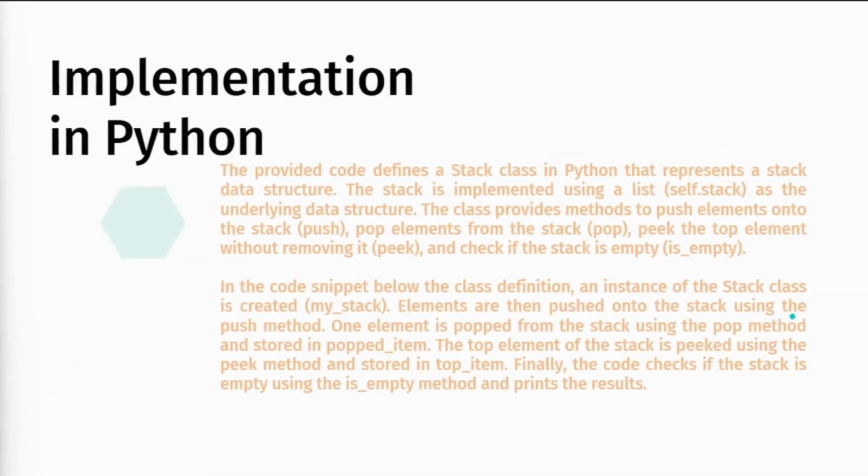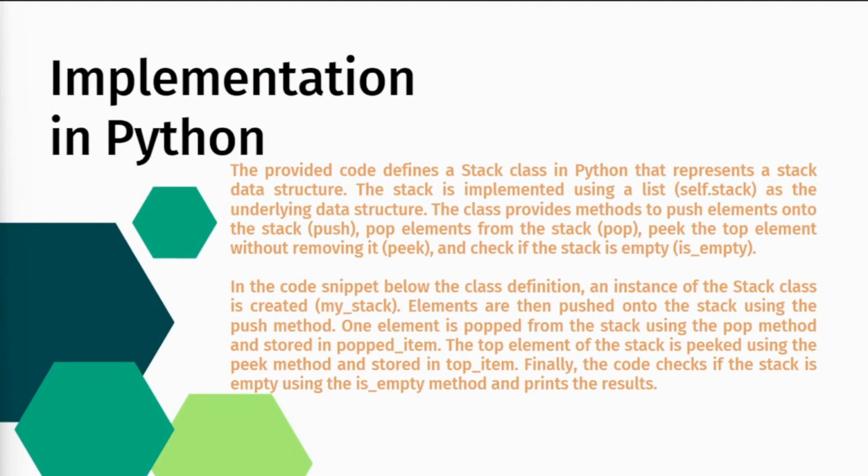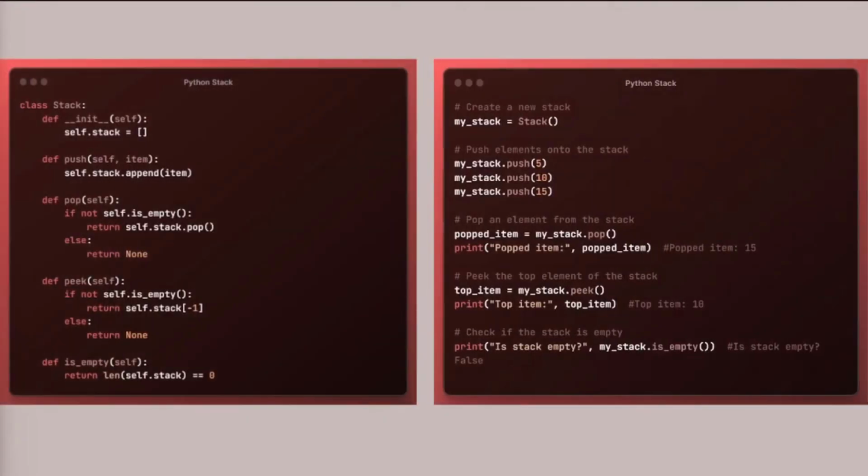Implementation of stacks in Python. So here is the explanation of the code given in the next slide. So here is the Python stack. We have defined a stack class. In that we have set self.stack equal to an empty array. So you can see that we have implemented the stack using an array. We can implement the stack using a linked list. You can do it on your own.